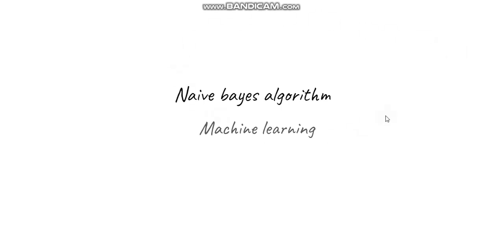I will discuss a very important machine learning algorithm. The name of the algorithm is Bayes algorithm. The concept of this algorithm is based on Bayesian theorem, which is related to probability. First we will see why this algorithm is useful in solving machine learning problems, and then we will see one application of Bayes algorithm.